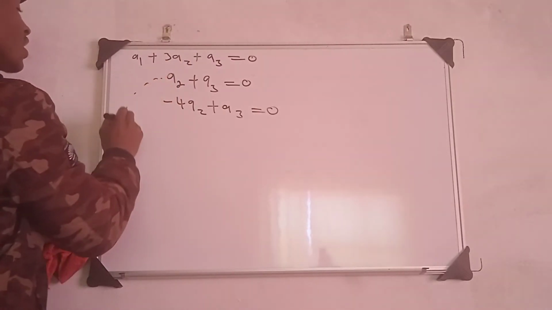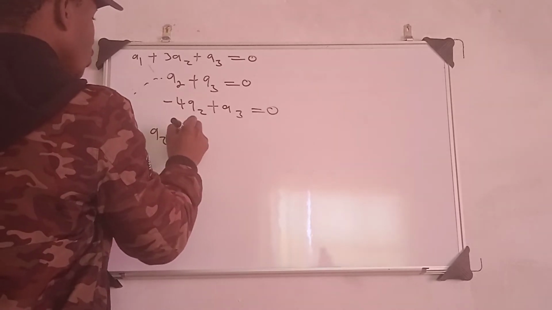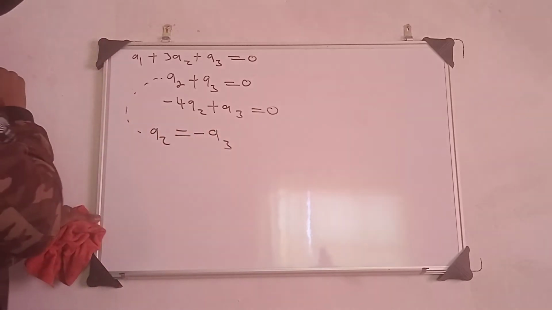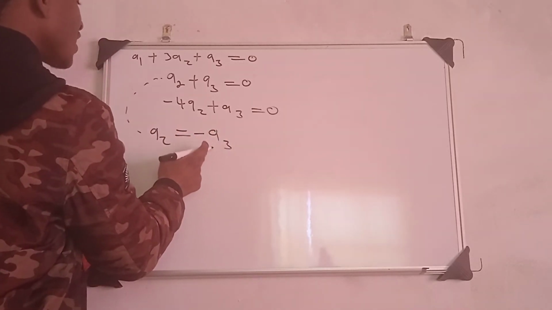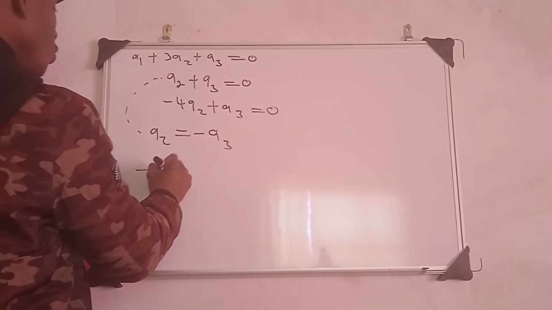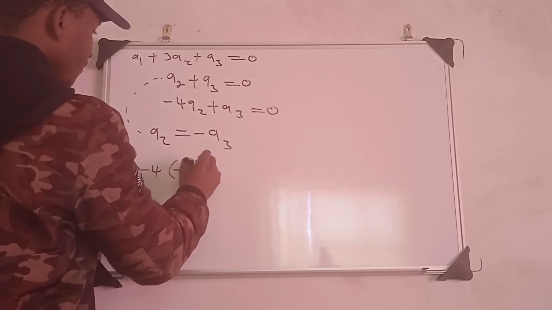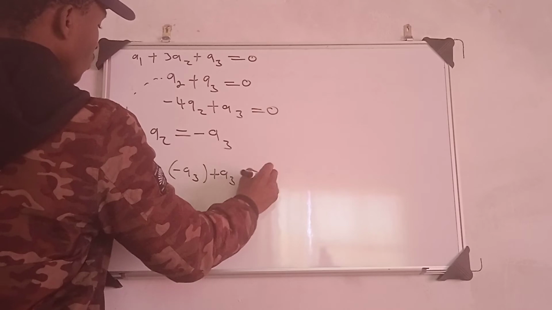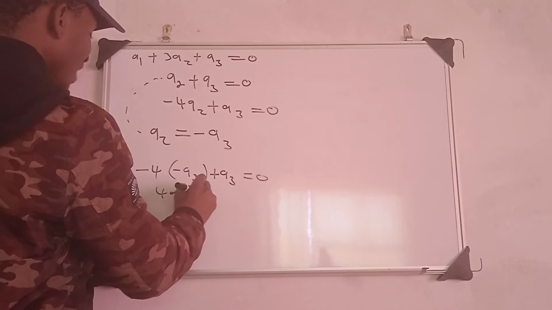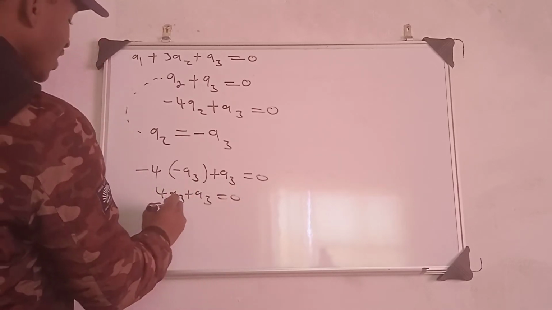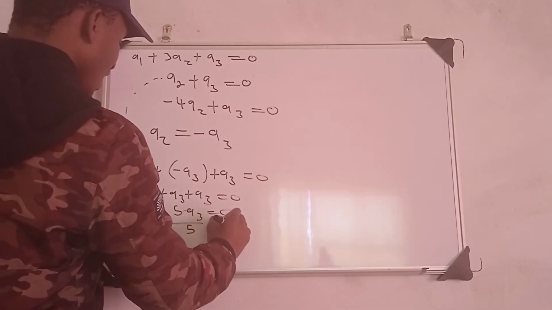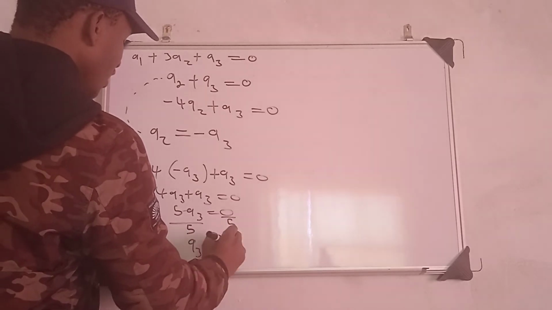But from this statement, we can see that A2 equals to minus A3. So I can substitute this into this one. So I can say minus 4, but what is A2? A2 is minus A3, plus A3 equals to 0. This will give me 4A3 plus A3 equals to 0. So this is just 5A3 equals to 0. I can divide by 5 both sides. So my A3 will be 0.